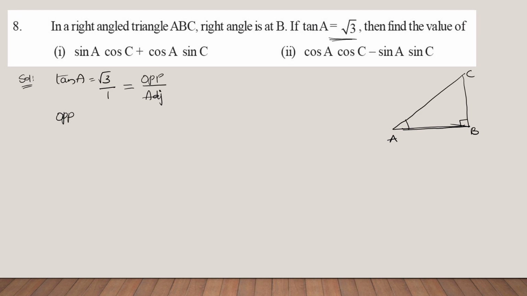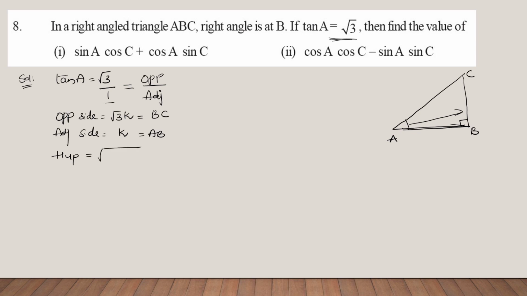So opposite side to A is nothing but root 3 times K. With respect to A, what is the opposite side? It is nothing but BC. Next, adjacent side to A is nothing but K, because 1 into K is K. What is the adjacent side? It is AB. So from this we are going to find out the hypotenuse.